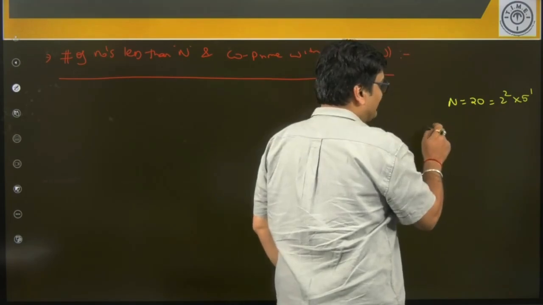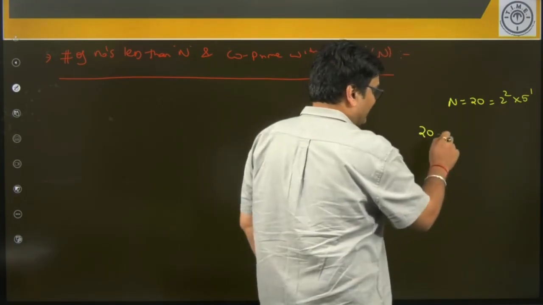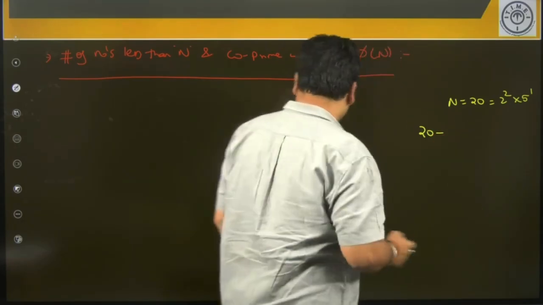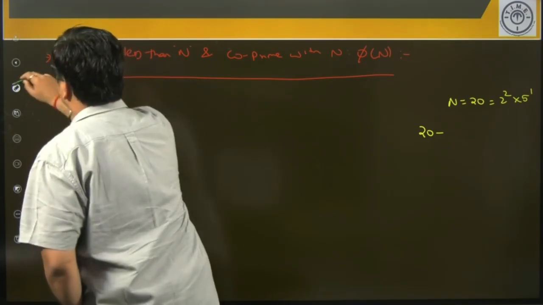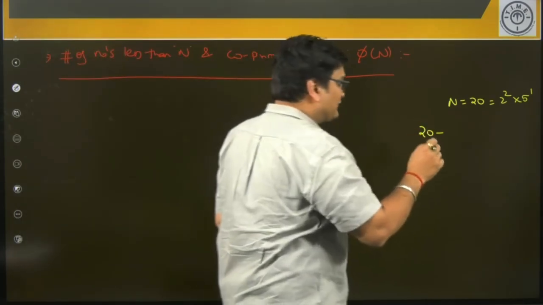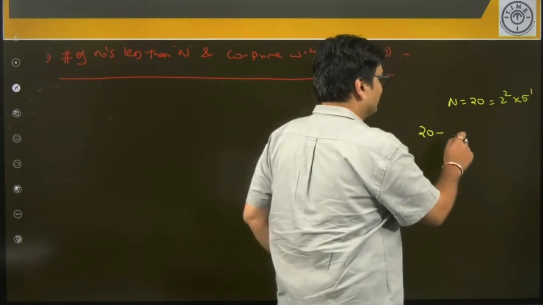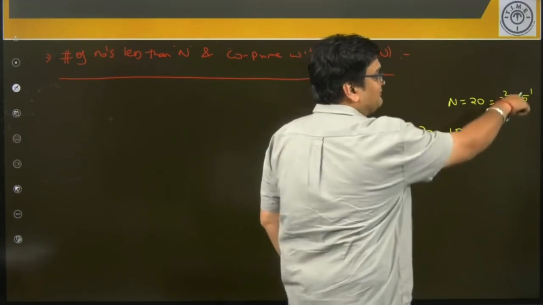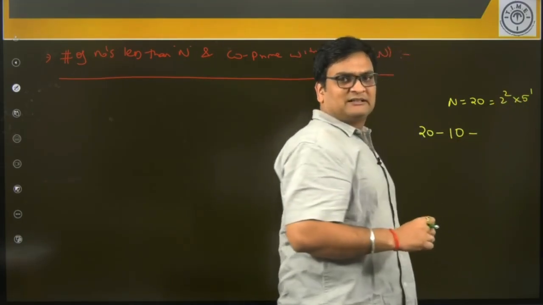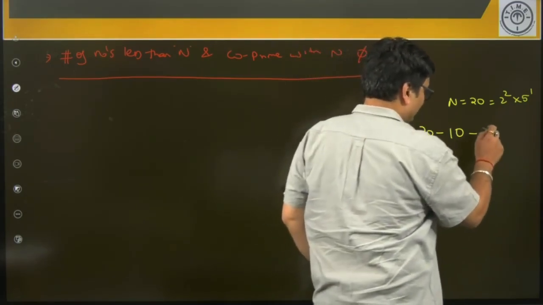From 1 to 20 we have 20 numbers overall. Now from this I need to remove those numbers which are multiples of 2. Now how many numbers are multiples of 2 in the first 20 numbers? So 2, 4, 6, 8, so on till 20, there are 10 numbers which are multiples of 2. So let's remove them. How many numbers are multiples of 5? So that's 5, 10, 15 and 20, 4.